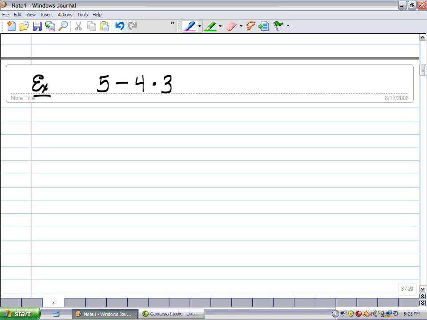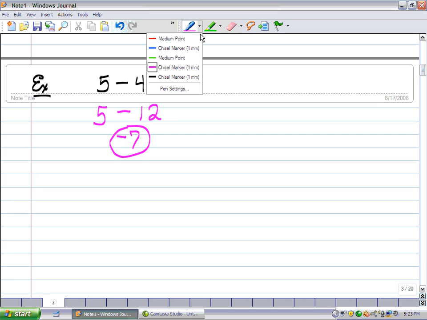Okay, hopefully you have done it correctly. Hopefully you did the multiplication first, and you either did 5 minus 12, or you multiplied negative 4 and 3 and got negative 12. Either way, it would look the same, 5 and a minus sign and a 12. Now that's a positive 5 minus a 12, so when I add them, I get negative 7. Their signs are different. 12 appears in absolute value to be bigger, so my sign is negative.